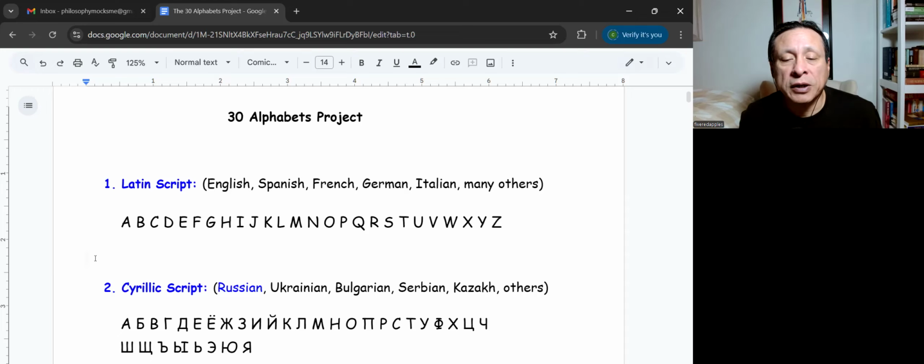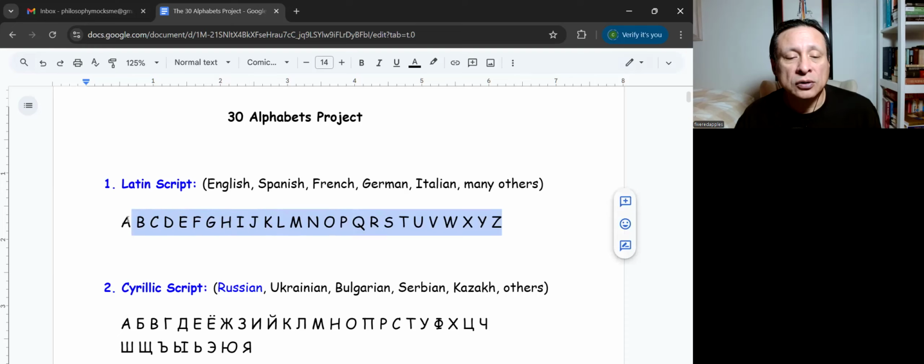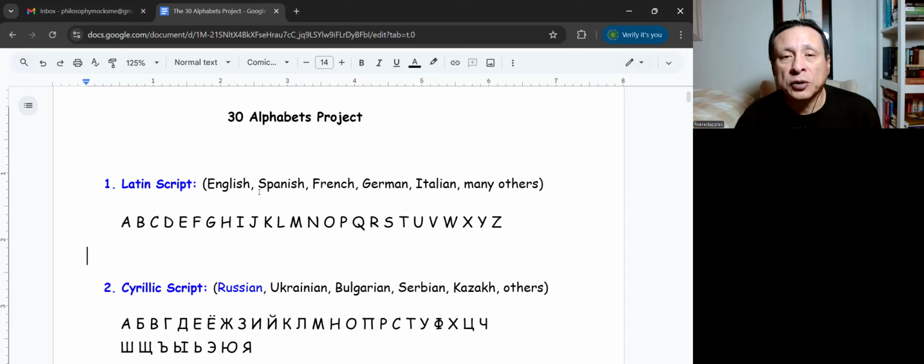Everybody knows English, Spanish, French, German, Italian, a bunch of other European languages use the Latin script. If you're here, you probably speak English. If so, this is the Latin script. I wasn't going to do the Latin script because, again, if you're here, you probably speak and read English. Even if you're from Europe, you're used to the script, and even if your native language doesn't use it, you probably speak and read English.